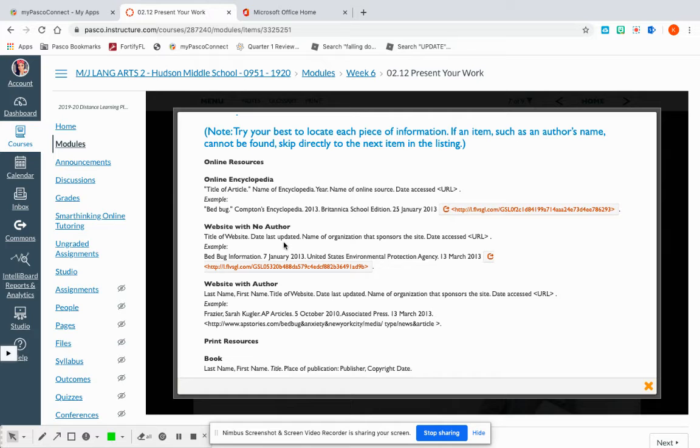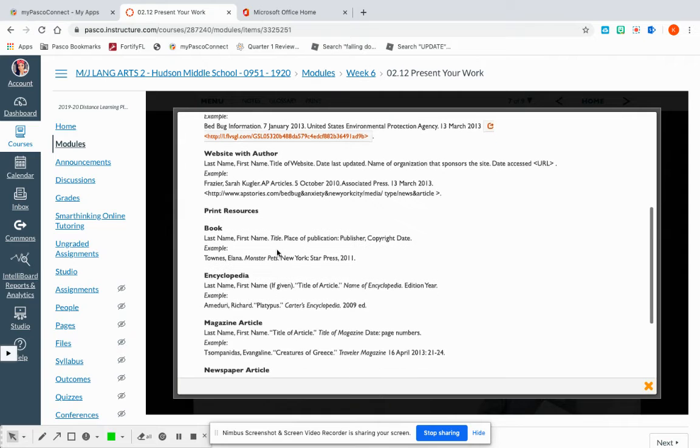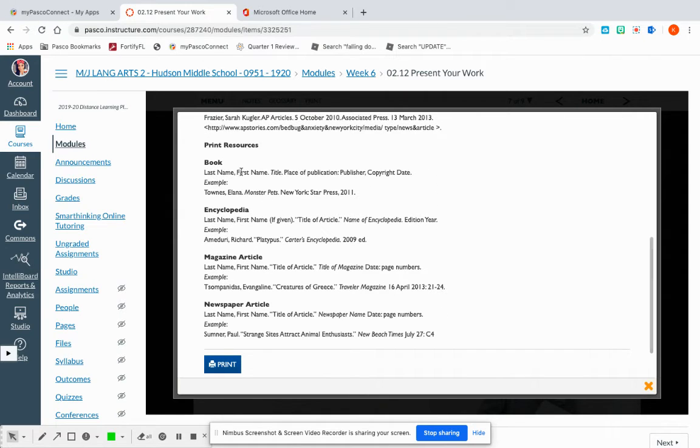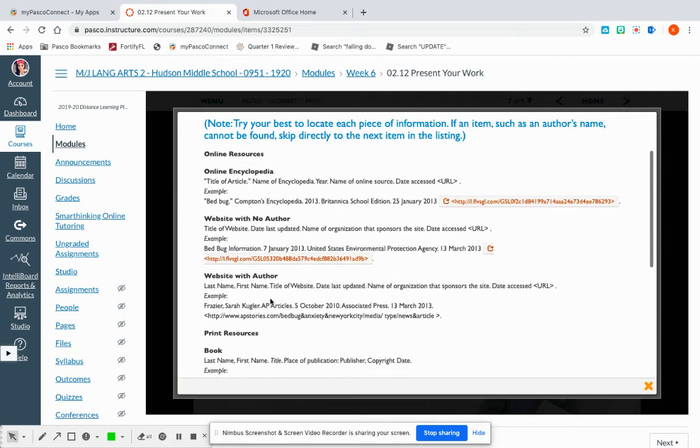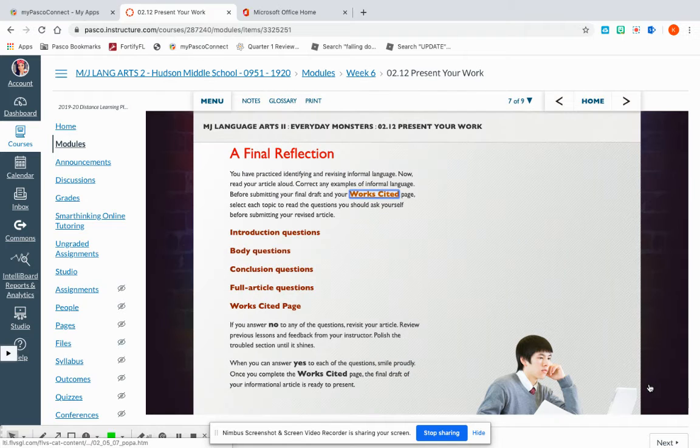If you have a website with no author, this is how you would format, or if you have a website with an author. Now, if you were using printed resources, if you're using a book, this is how you'd format an encyclopedia, a magazine article, or a newspaper article. But I believe most of the articles were online resources that were provided for you. So take a look at these, and that's how you're going to format those 1 or 2 articles given for your monster. If you don't remember where the articles are located, they are also in slide 7 of 2.04. So remember, slide 7 of 2.12 is where you're going to find your works cited.